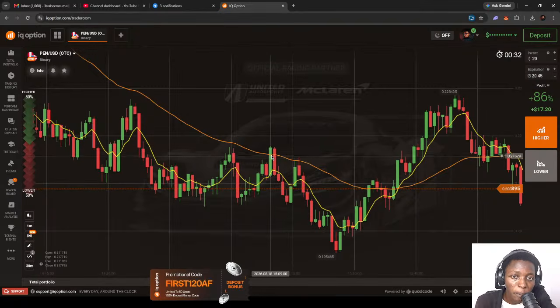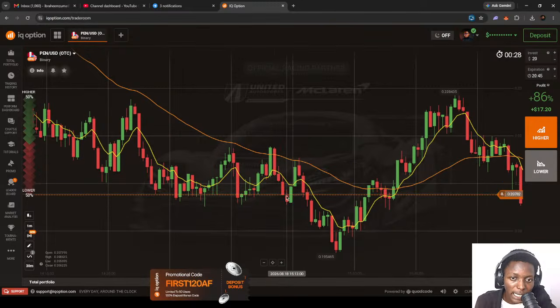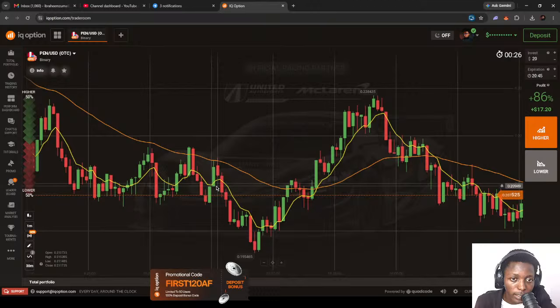It even tried to pierce out of line 50, but then price came back and continued coming down, and it came back again, created a higher low, and then came back around here and created a lower low around here, and then tried to come back. And this is where the interesting thing happened.